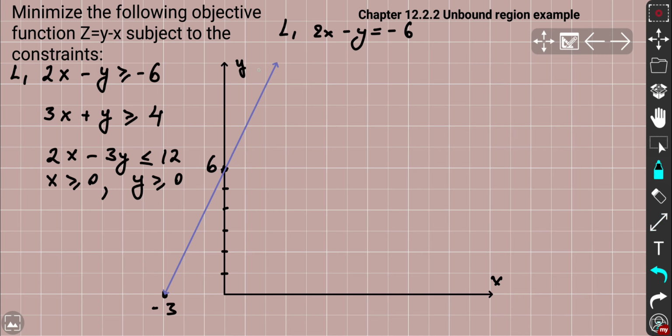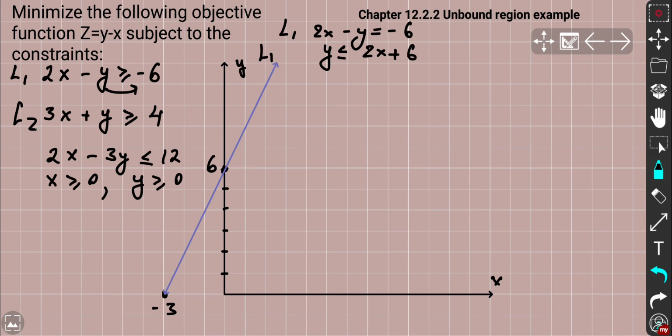So what about the region? I simply transfer negative y to the right hand side of the inequality to understand whether y is going to be less or greater. If I transfer, I get y less than or equal to 2x plus 6, and I understand that y is going to be lower, so the region is below that line. This is L1. Okay, so we're going to go next.